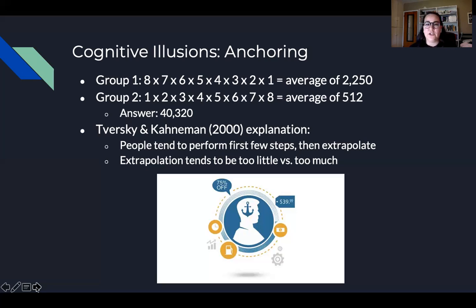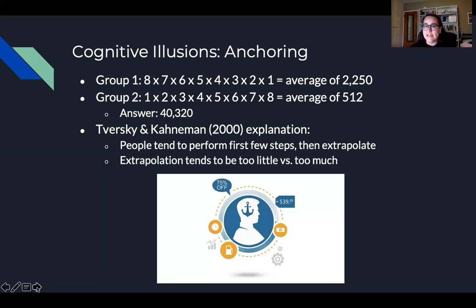So Tversky and Kahneman also came up with anchoring as the seeming explanation for these sorts of issues in calculations as well. They explained that people tend to perform the first few steps of a numerically based problem, and then they extrapolate. So they would start with, okay, I've got 5 seconds, 8 times 7, okay, 8 times 7 times 6, and then they extrapolate from there. They try to build upon what they've already processed.